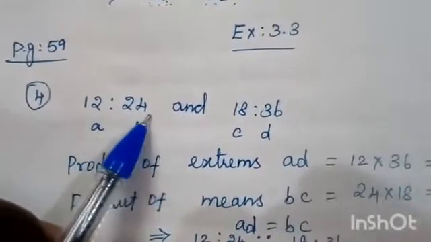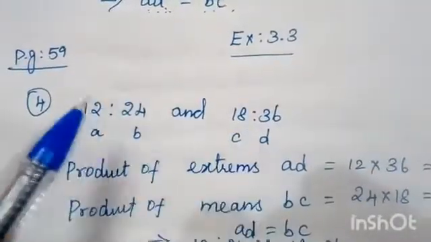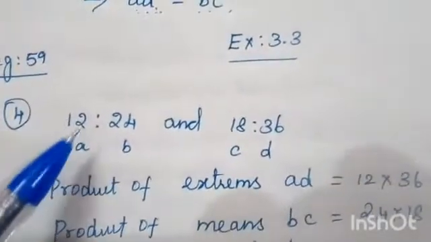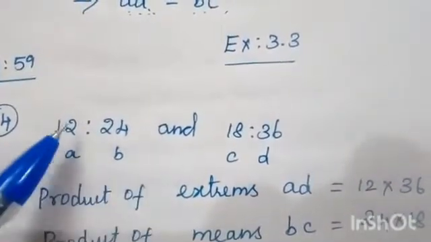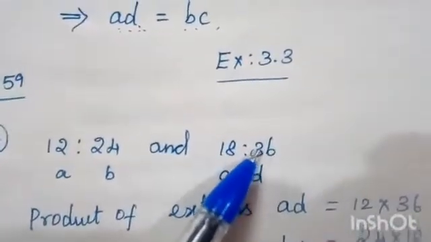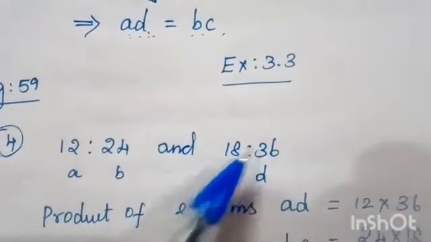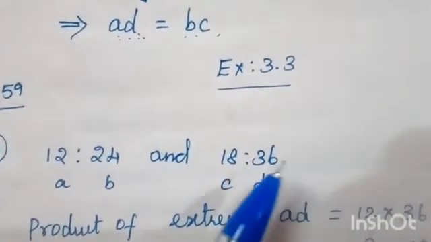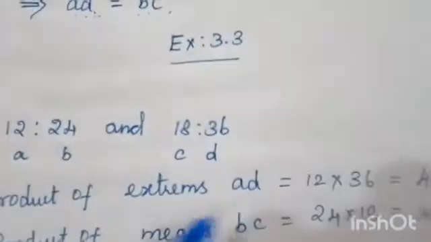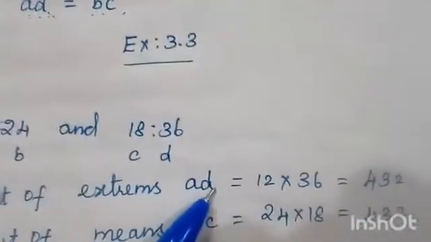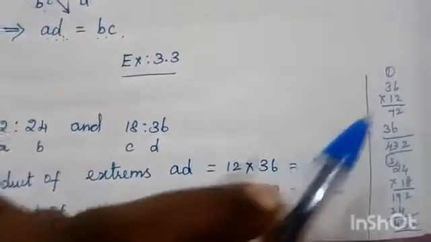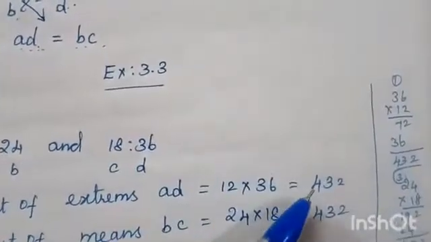The first two numbers form the first ratio, and the next two form the second ratio, that is 12 is to 24 and 18 is to 36. For the first ratio, generally we consider A is to B, so this is A, this is B. For the second, this is C, this is D. For the product of extremes, A and D are the extremes, and B and C are the means. So the product of extremes is A and D. You have to multiply these two, that is 12 into 36, the normal multiplication, which is 432.